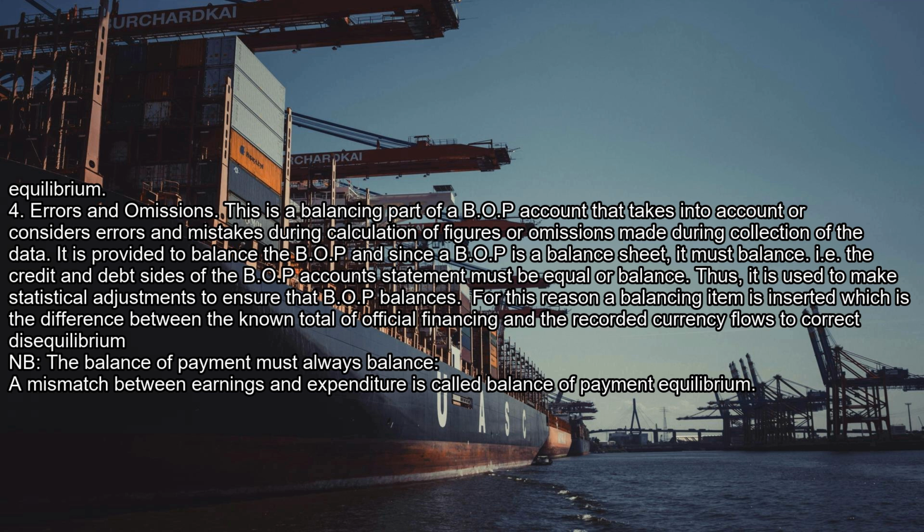For this reason, a balancing item is inserted, which is the difference between the known total of official financing and the recorded currency flows to correct this equilibrium. NB: the balance of payment must always balance. A mismatch between earnings and expenditure is called balance of payment disequilibrium.